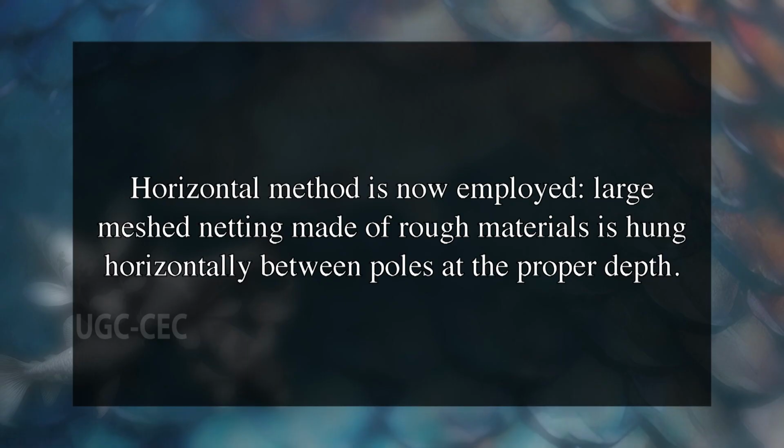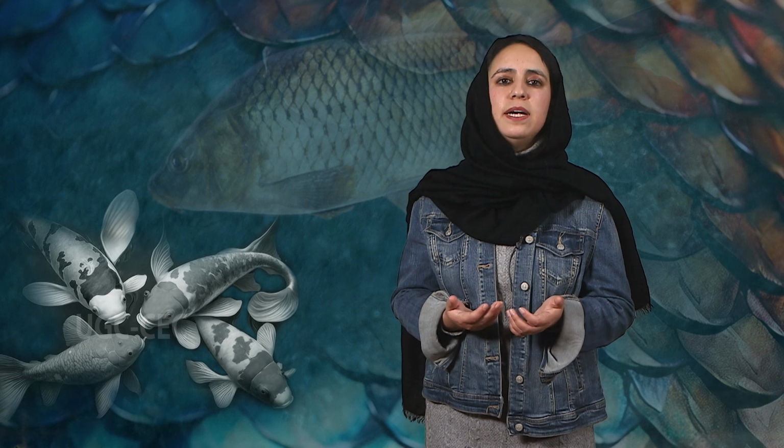Originally, a vertical method was used in which bushes were placed in the water. A horizontal method is now employed. Large-meshed netting made of rough materials is hung horizontally between poles at the proper depth. The algae grow there by themselves and the owners harvest them from the nets by hand.